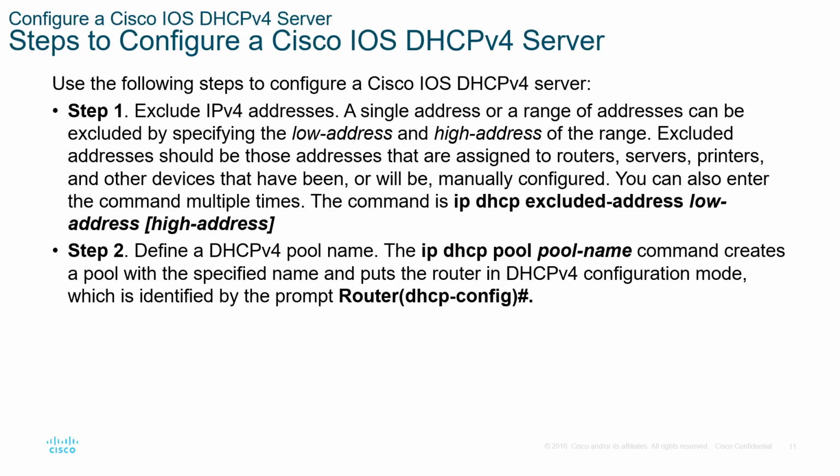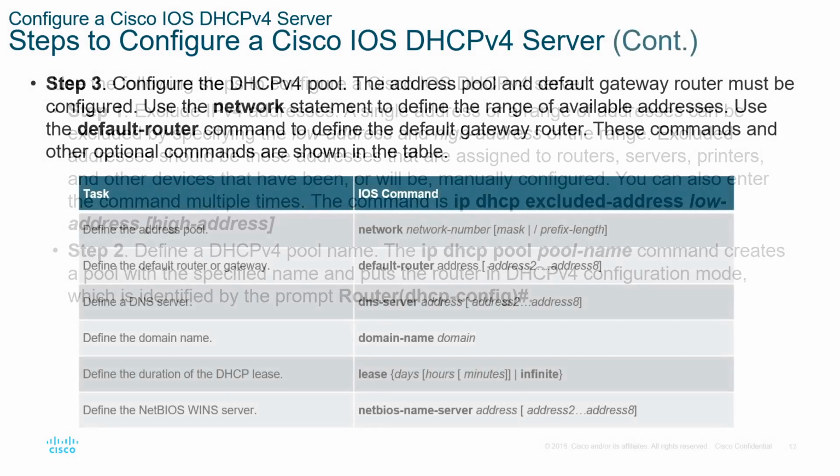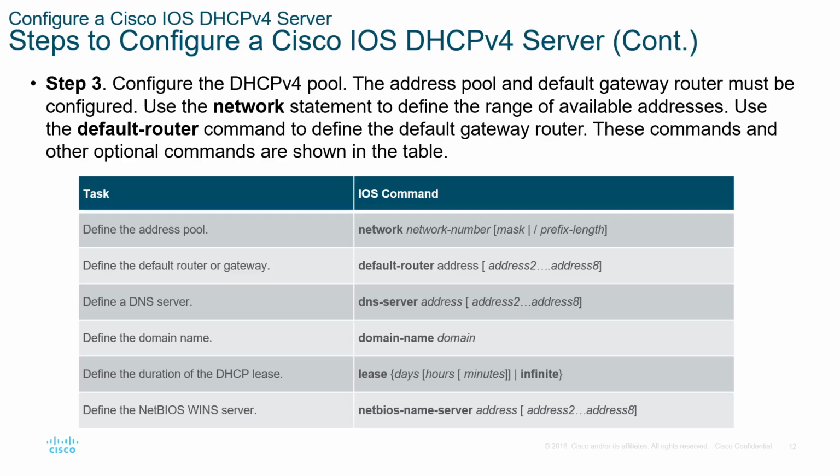Now, the second step is to define a DHCPv4 pool name. We need to give a name to this bucket of addresses that we're going to be assigning to clients. We can do that with the command ip dhcp pool, and we specify a pool name, which can be a generic name with some sort of meaning that would help us identify the range of addresses. Now we're ready to move on to the third step.